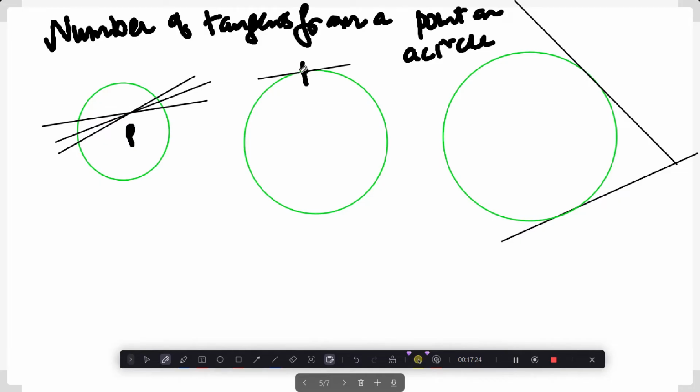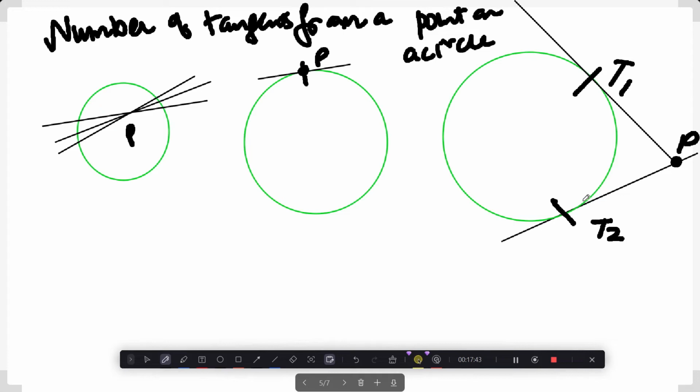Next scenario: there is only one tangent to a circle through a point lying on the circle. So this point P is lying on the circle. Now through an external point P, there are exactly two tangents to the circle, through a point lying outside the circle. So this is T1 and this is T2 where it is intersecting.